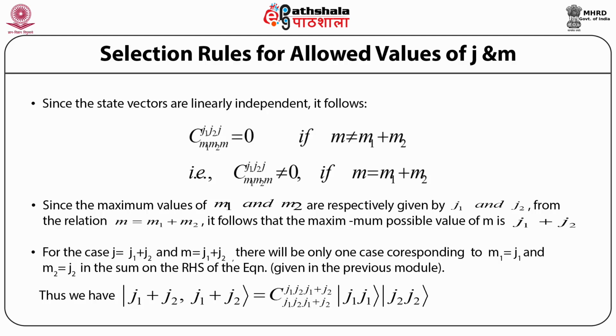The ket j1 plus j2, j1 plus j2 is equal to the Clebsch-Gordan coefficient C subscript j1 j2 j1 plus j2 superscript j1 j2 j1 plus j2 times ket vector j1 j1 times ket vector j2 j2, where for m we have used its maximum value, that is j1 plus j2, and for m1 we have used its maximum value j1, and for m2 we have used its maximum value, that is j2.